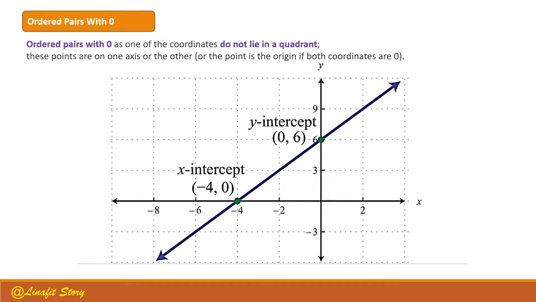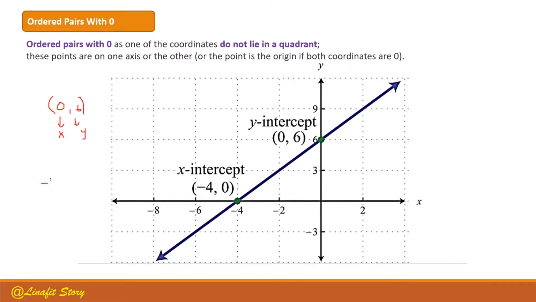Ordered pairs with 0. Ordered pairs with 0 as one of the coordinates do not lie in a quadrant. These points are on one axis or the other, or the point is the origin if both coordinates are 0. So for example, (0, 6). 0 is x, 6 is y. So here is the y-intercept, meaning when x is 0, y is 6.